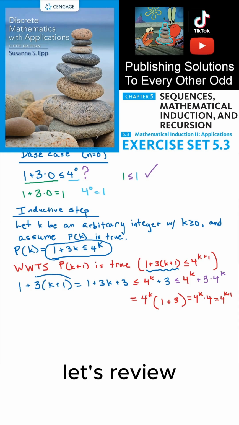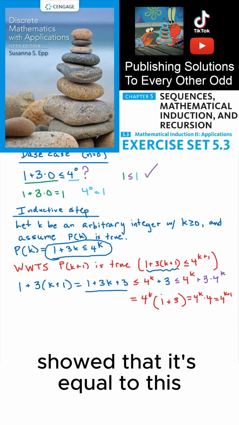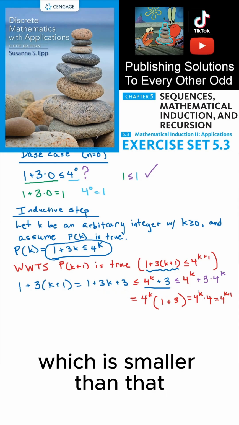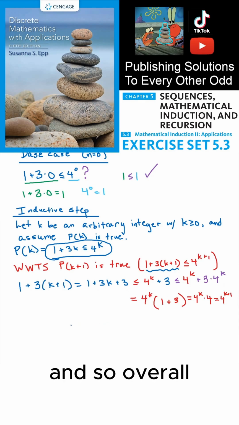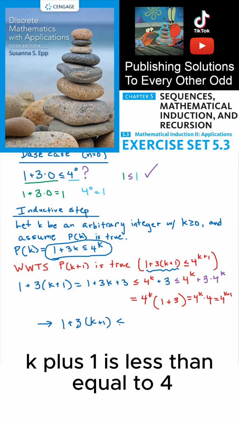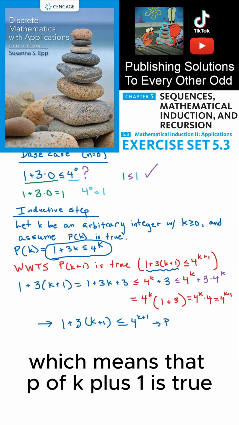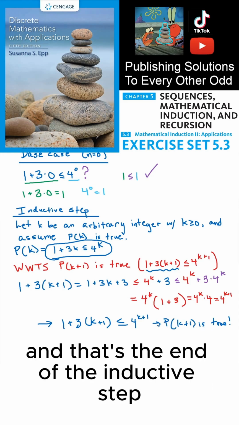Okay, let's review. We started with the left-hand side of P of k plus 1, showed that it's equal to this, which is smaller than that, which is smaller than this, which is equal to this. And so overall, what we showed is that 1 plus 3 times k plus 1 is less than or equal to 4 to the k plus 1, which means that P of k plus 1 is true. And that's the end of the inductive step.